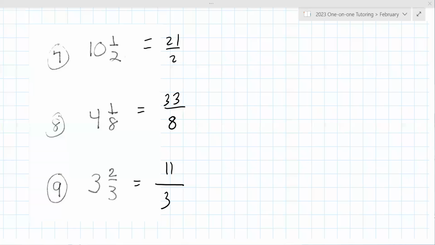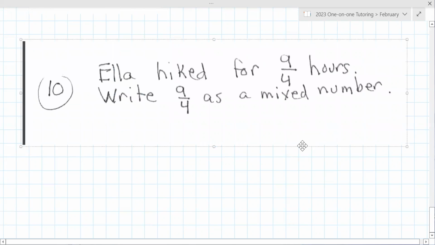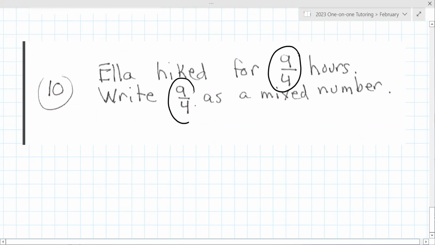All right, so now let's look at number 10 here. One of the things that you have to be able to do is identify whether a number is in improper form or mixed number form. So it says Ella hiked for 9 over 4 hours. Write 9 over 4 as a mixed number. You have to recognize that this 9 over 4 is improper. And so the mixed number is the stuff we started out with.